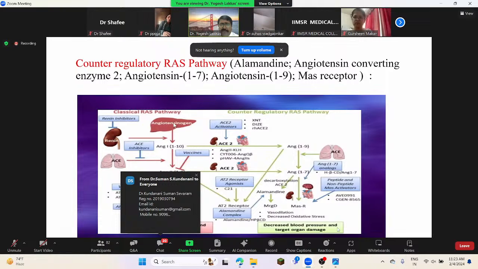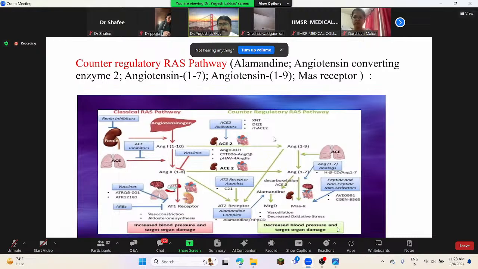But till now we were focused only on this. The counter regulatory RAS pathway, like ACE2, is the enzyme that converts this angiotensin into more favorable angiotensins, like angiotensin 1-9 and angiotensin 1-7. And there are the angiotensin type 2 receptors that I was also discussing previously. These can lead to the alamandine complex, then MAS receptors. All these are important in vasodilation. These are the counter regulatory mechanisms that do exist in the body. We were not aware of these mechanisms.